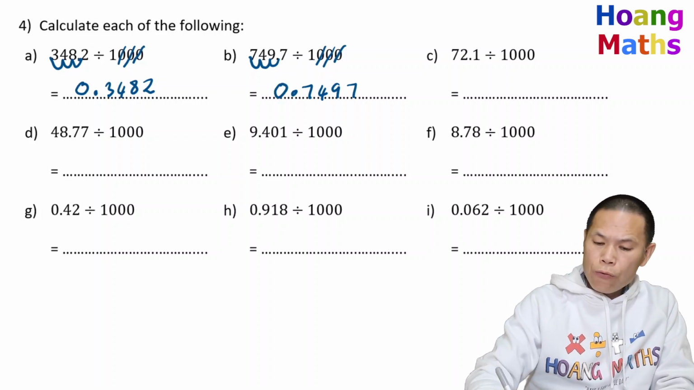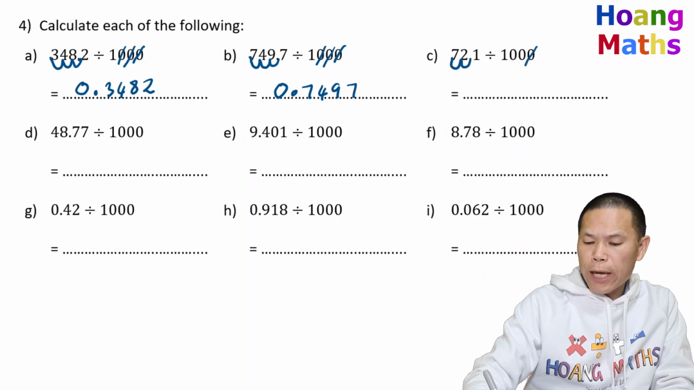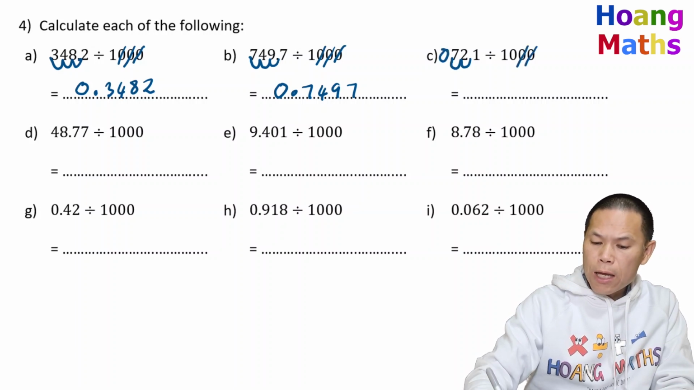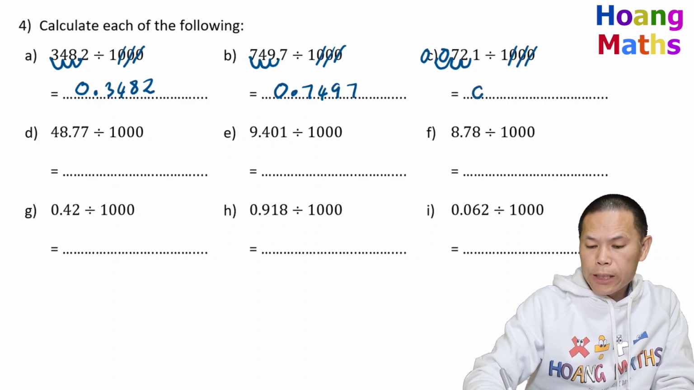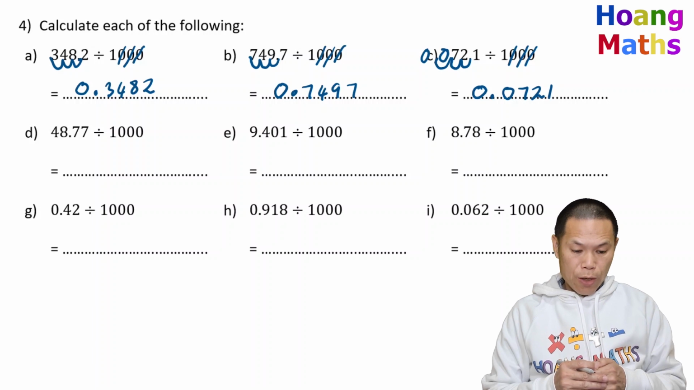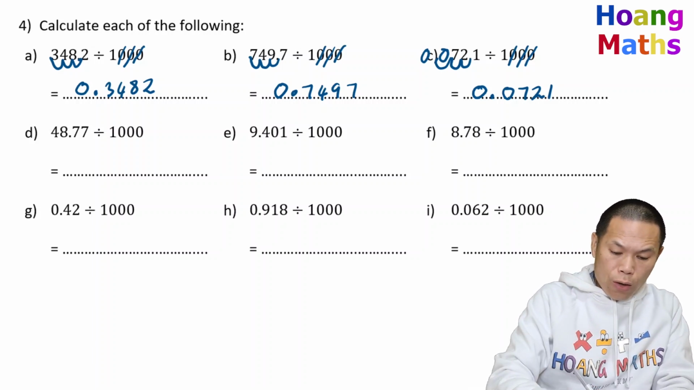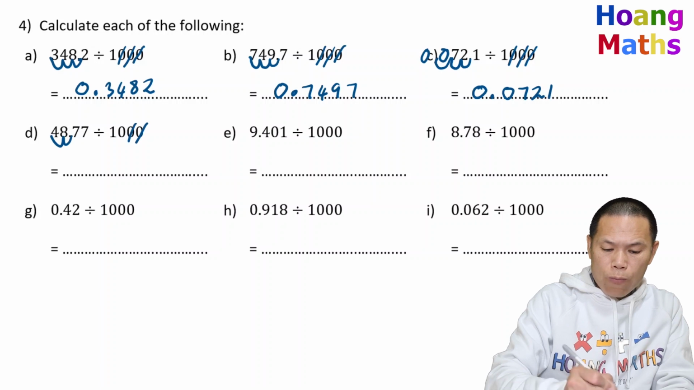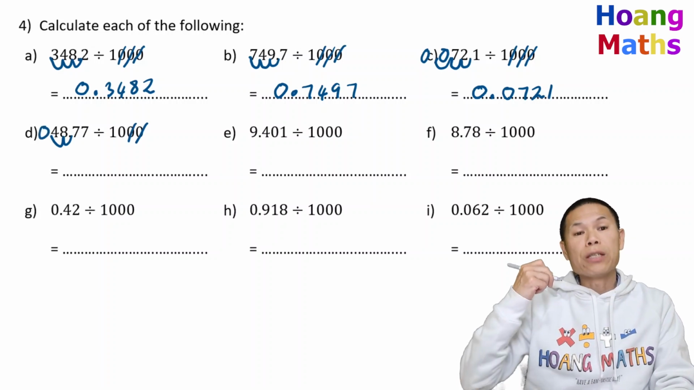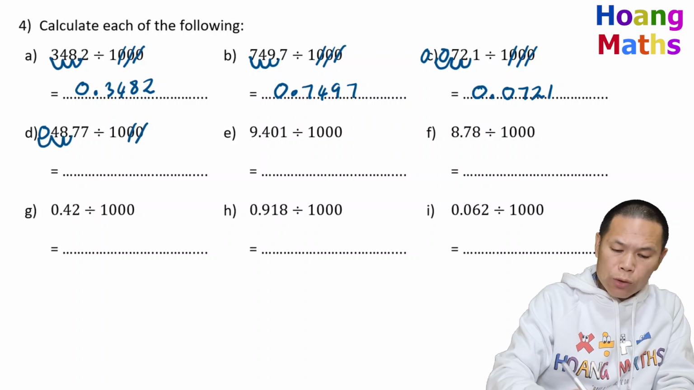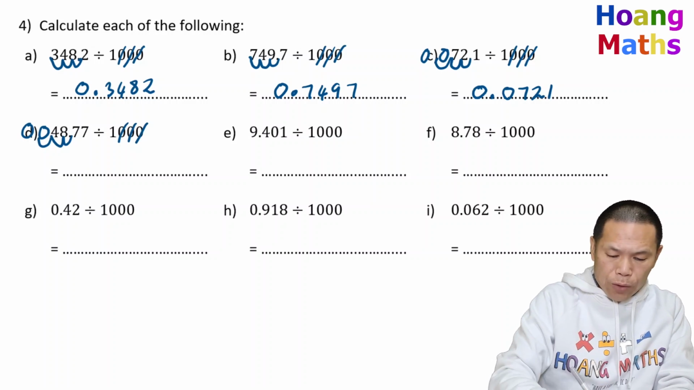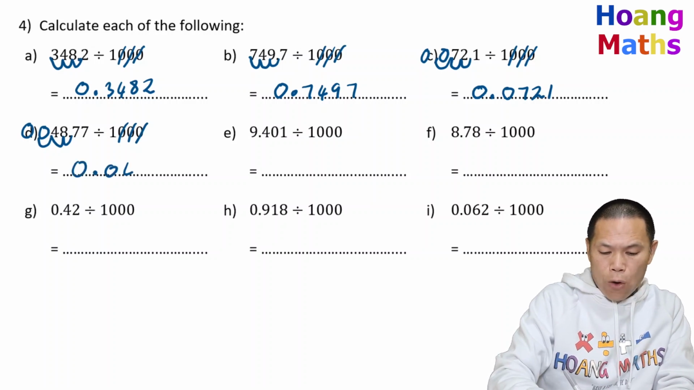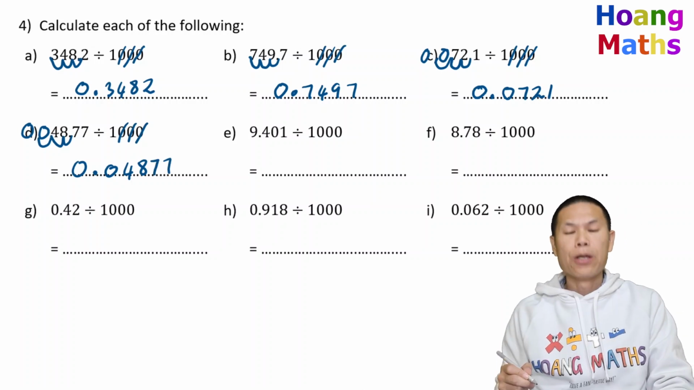Part C, we move 1, 2 units to the left. We cancel this 0. We add a 0 in front here. We cancel that. We move 1. Put a 0 in front. So the answer is 0.0721. So there you go. Part D. So we move 1, 2. We cancel this 0. So we put a 0 in front here. Then we divide by 10. We move one more time to the left. We cancel that. Of course, we put a 0 in front here. So the answer is 0.04877. So there you go.